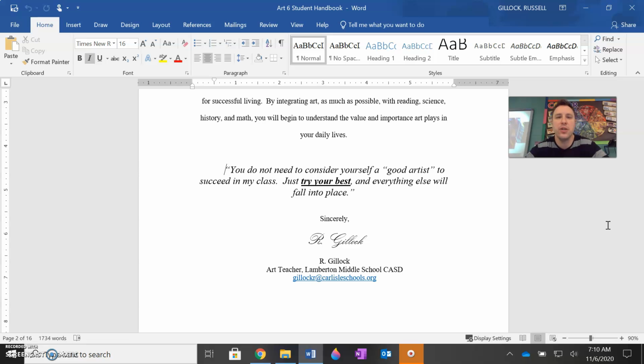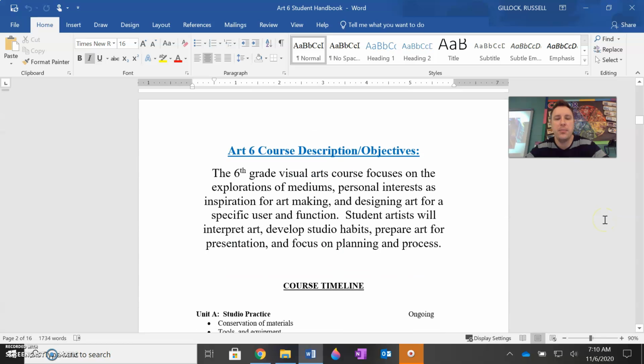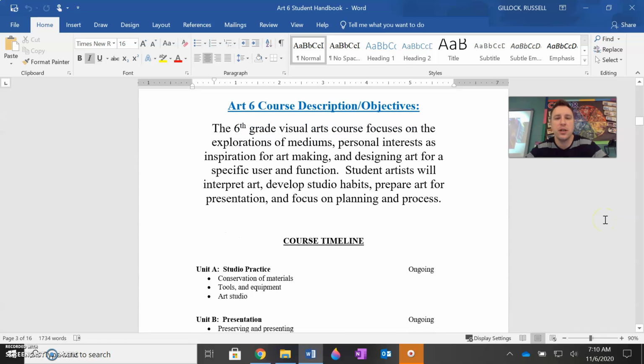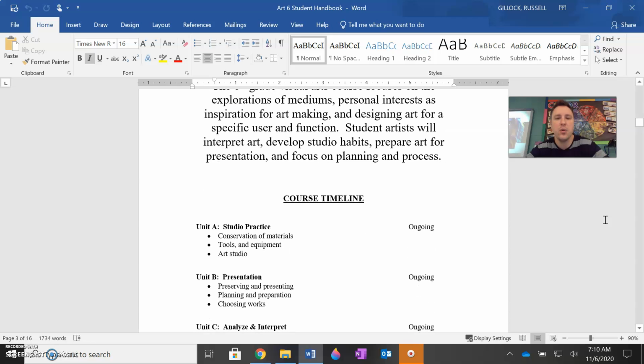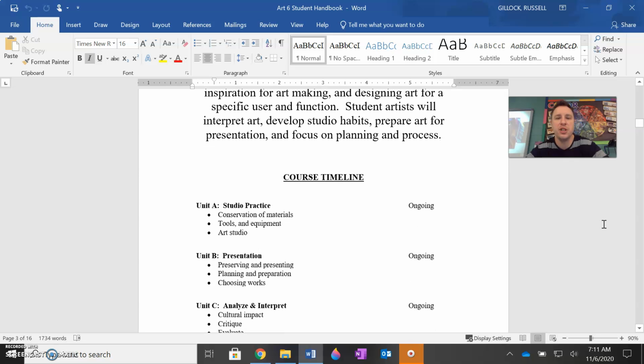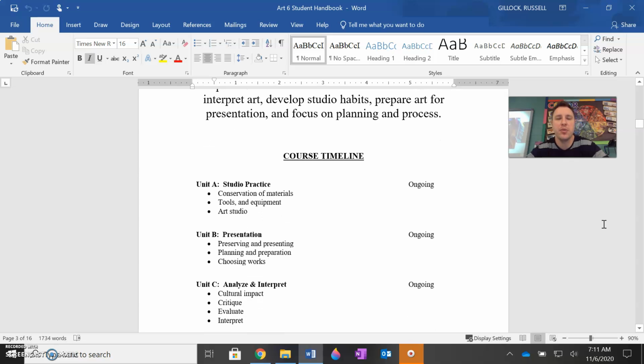All right, so please don't think that you're not going to do well because you don't consider yourself a good artist. Moving forward, your art course objectives or description is that basically we're going to explore different materials and learn how to design different artworks. We're also going to be learning how to interpret art, how to develop studio habits, how to prepare art for presentation, and focusing on the planning and process. All those things we're going to be doing in this course.